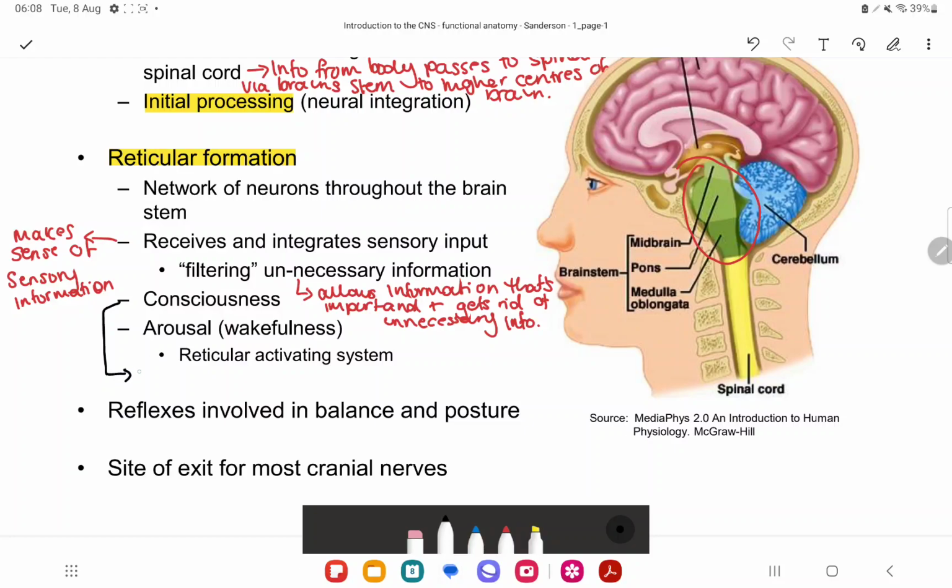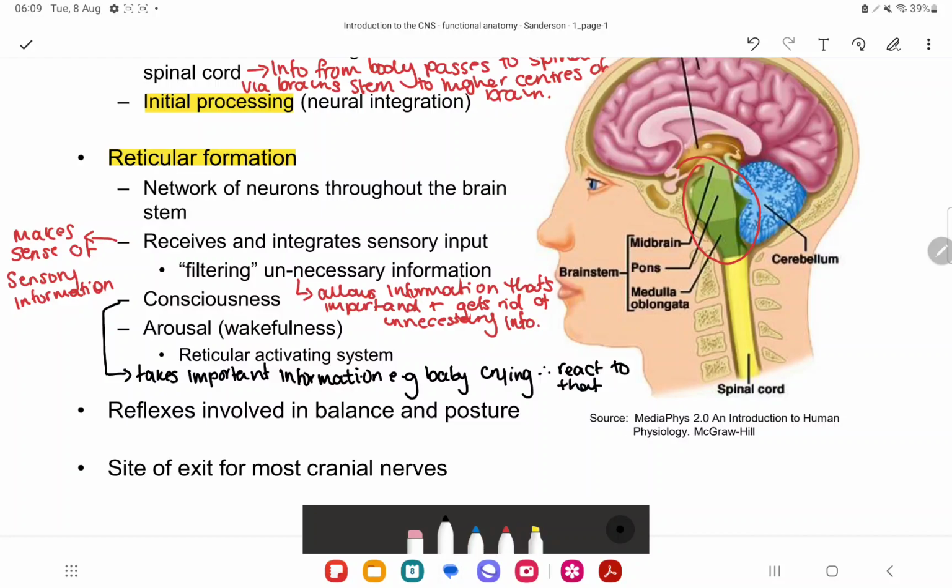This is where the brain takes important information. For example, a baby crying. So then you will react to that. By the way, these three dots mean therefore. So therefore you react to that. So yeah.